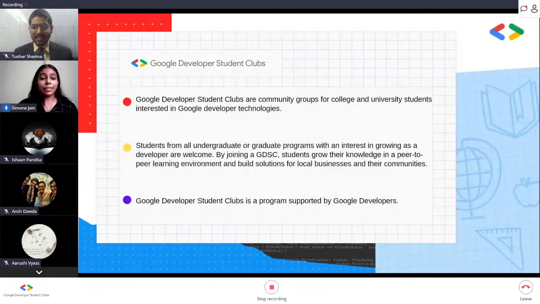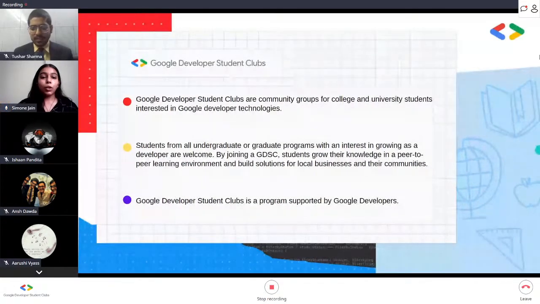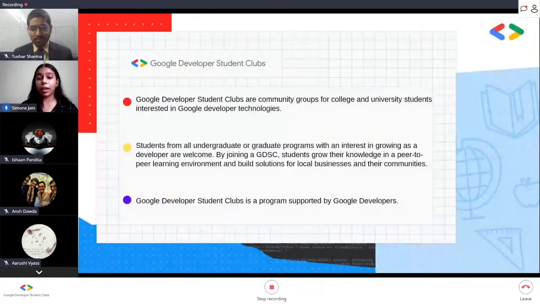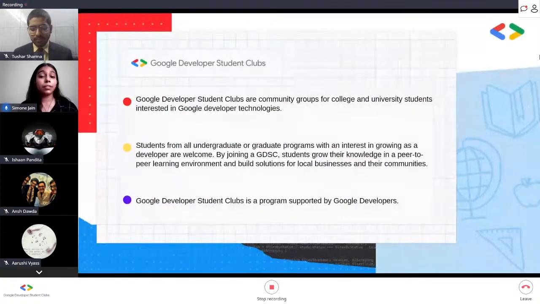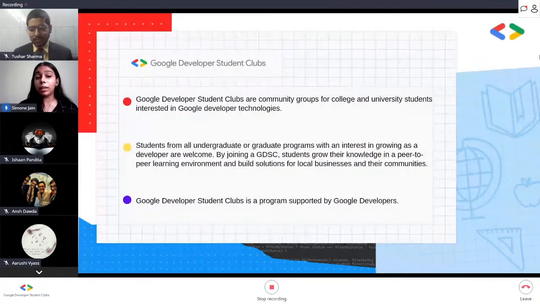So, in the words of Google itself, Google Developer Students Clubs are community groups for college and university students interested in developer technologies. Students from all undergraduate or graduate programs with an interest in growing as a developer are all welcomed. By joining a GDSC, students grow their knowledge in a peer-to-peer learning environment and build solutions for local businesses and their communities. This developers club is a venture by Google.